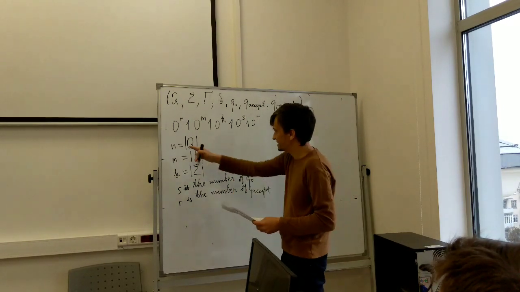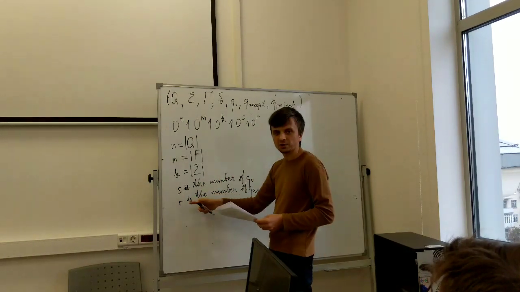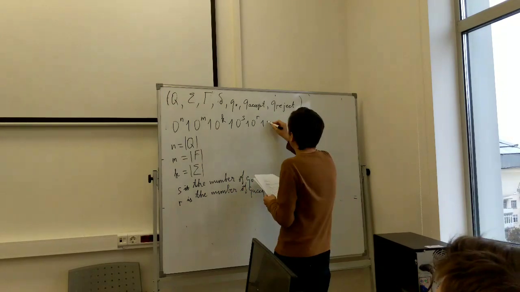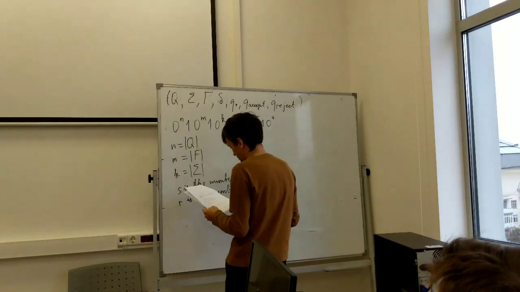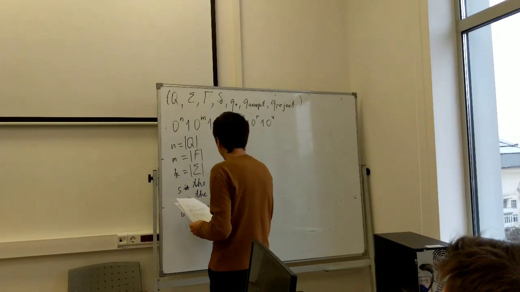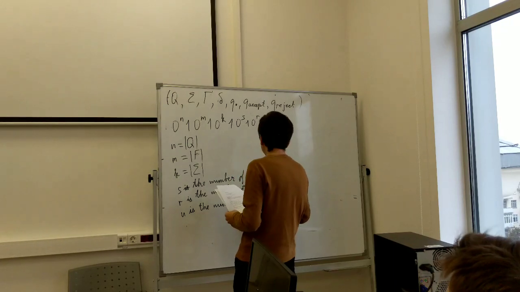So you say I have n states, and the state number s is the initial state, the state number r is the accept state, and then you have 1 and u zeros, and then we say that u is the number of the reject state.